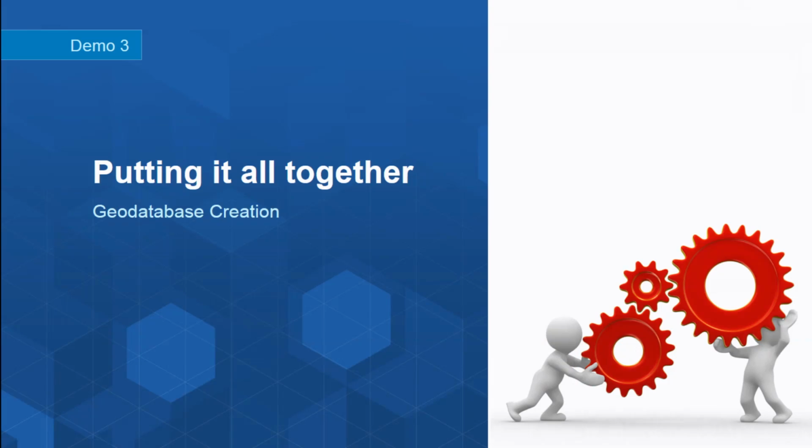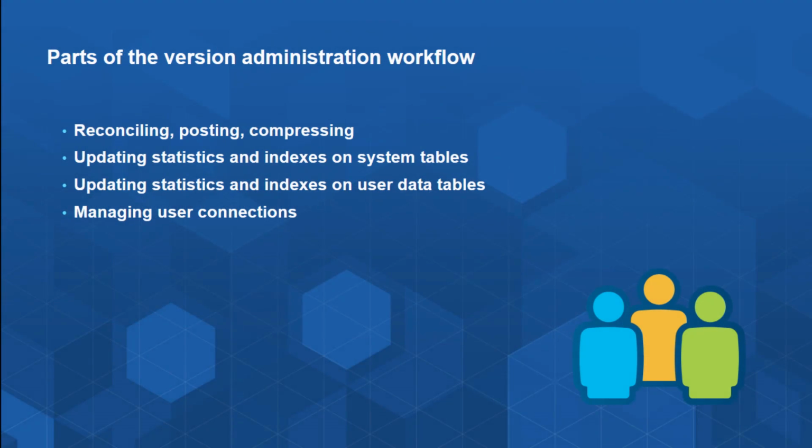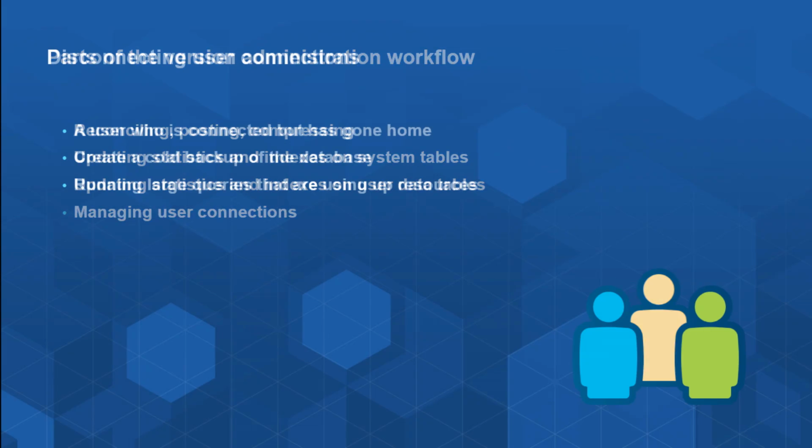Okay, so in that demo, we saw how to create a geodatabase, create users, create schema, roles, and apply privileges to the data. And then this is our last section, moving on to version administration. The parts of the version administration workflow that we're going to focus on are the reconcile process. We're going to talk about reconciling, posting, compressing, updating statistics and indexes, as well as managing user connections.